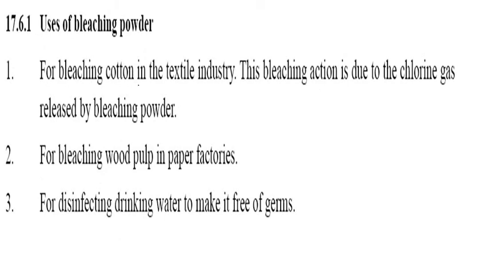Uses of bleaching powder. First, for bleaching cotton in the textile industry; this bleaching action is due to chlorine gas released by bleaching powder. Second, for bleaching wood pulp in paper factories. Third, for disinfecting drinking water to make it free of germs.